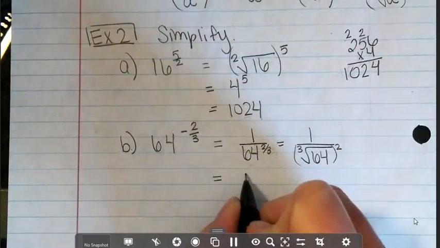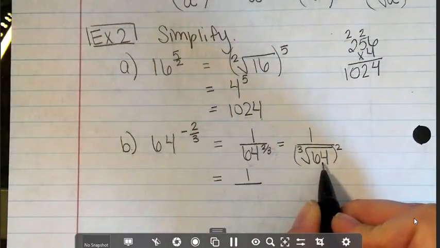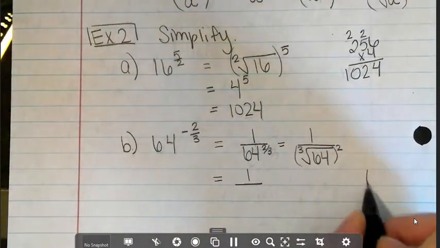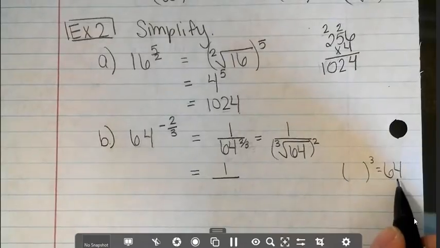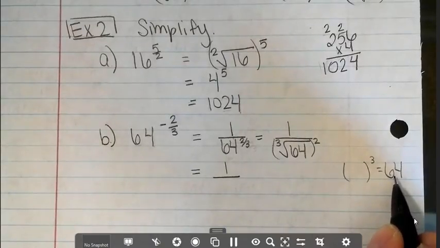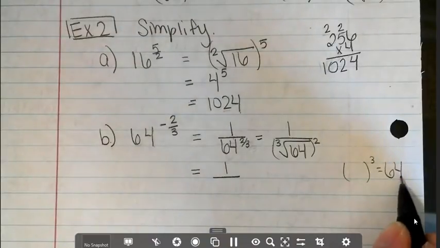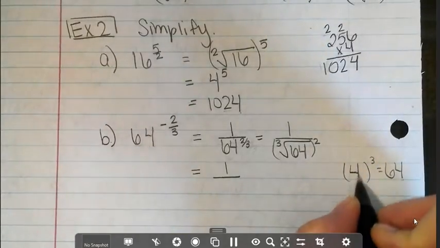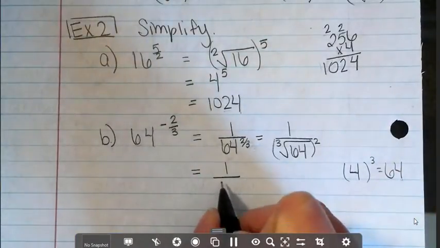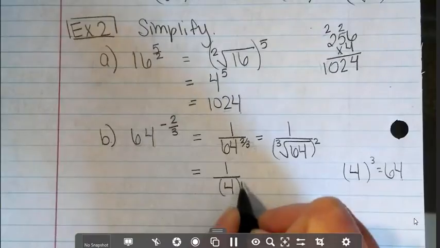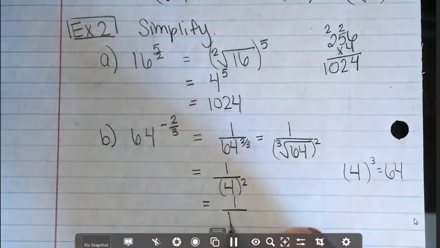Okay, so I have to figure out what times itself 3 times will give me 64. Okay, so what number cubed will give me 64? Well, I know that 8 times 8 gives me 64, so it can't be 8. It needs to be something smaller. And 5 is obviously not going to work. And 6 probably won't work. So I have to think about what times itself 3 times would also give me an ending of 4. Okay, so it's going to be 4. 4 times 4 is 16 times another 4 is 64. All right, so this is going to be 1 over 4, and then I have to square that. So I really end up with 1 over 16.